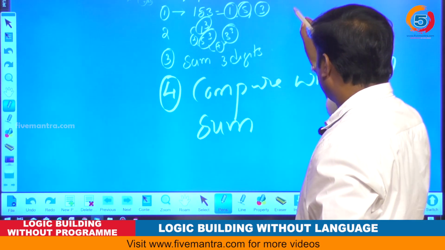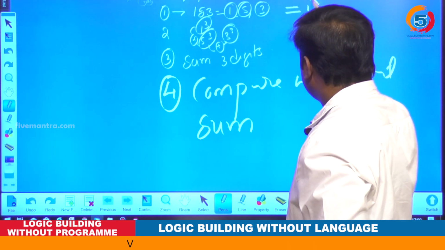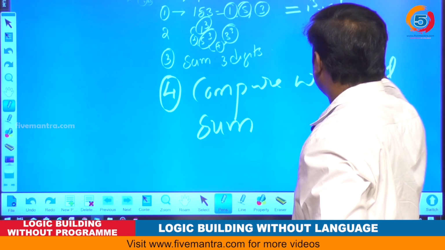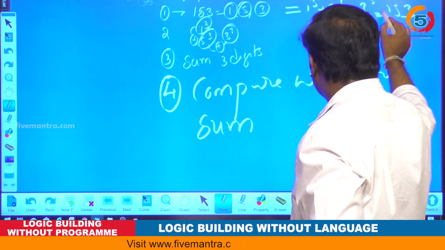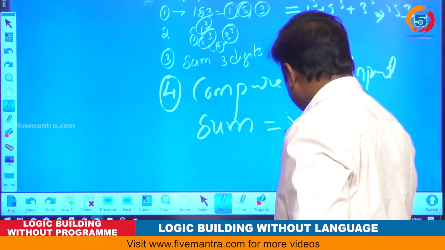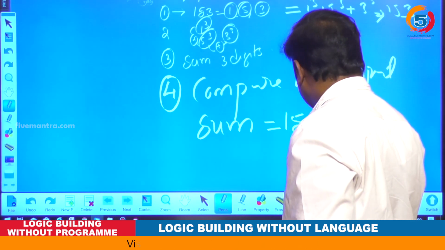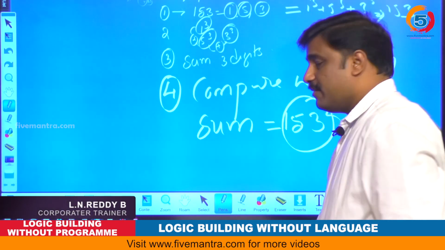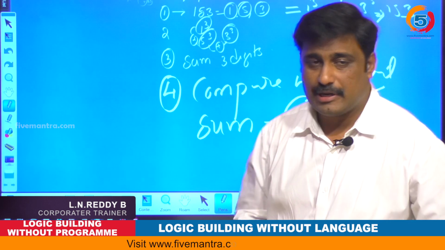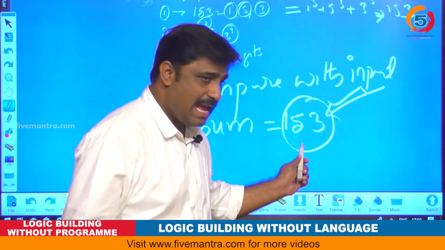Already, for example, I have 153, right? 1 cube plus 5 cube plus 3 cube. This is nothing but 153. Then my sum is also 153 and my input is also 153. This means 153 is an Armstrong number, right? 153 is an Armstrong number.